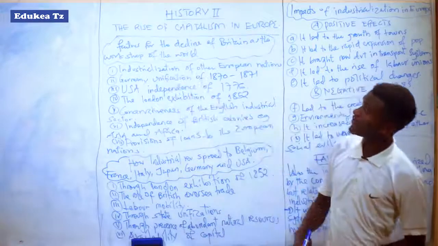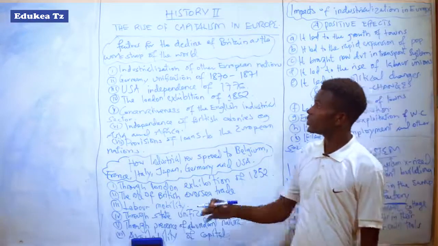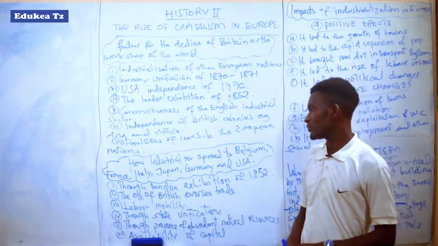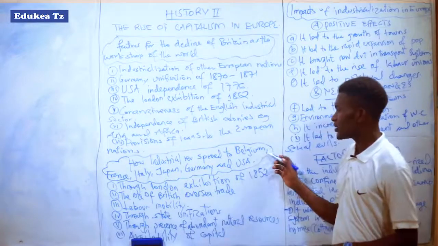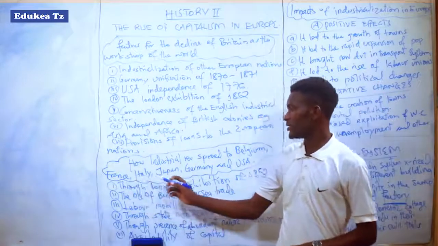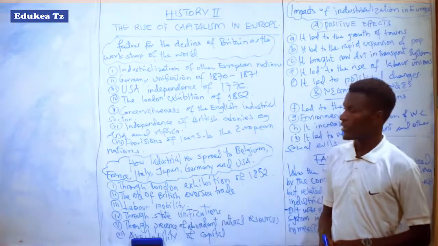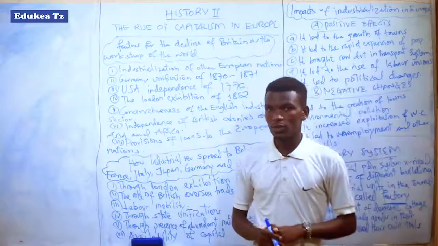These were the factors for the decline of Britain as the workshop of the world. Let us see how the Industrial Revolution spread to Belgium, France, Italy, Japan, Germany, and the USA. You have to remember that point.